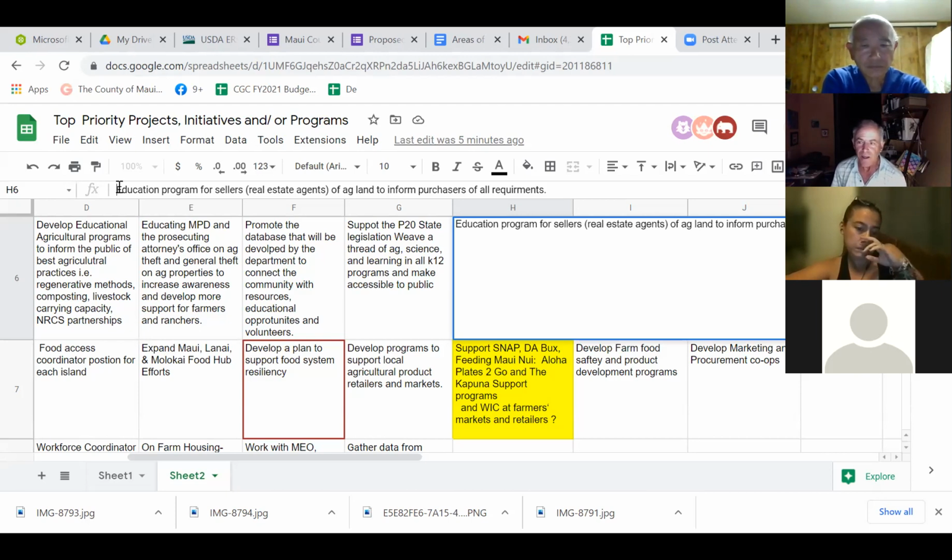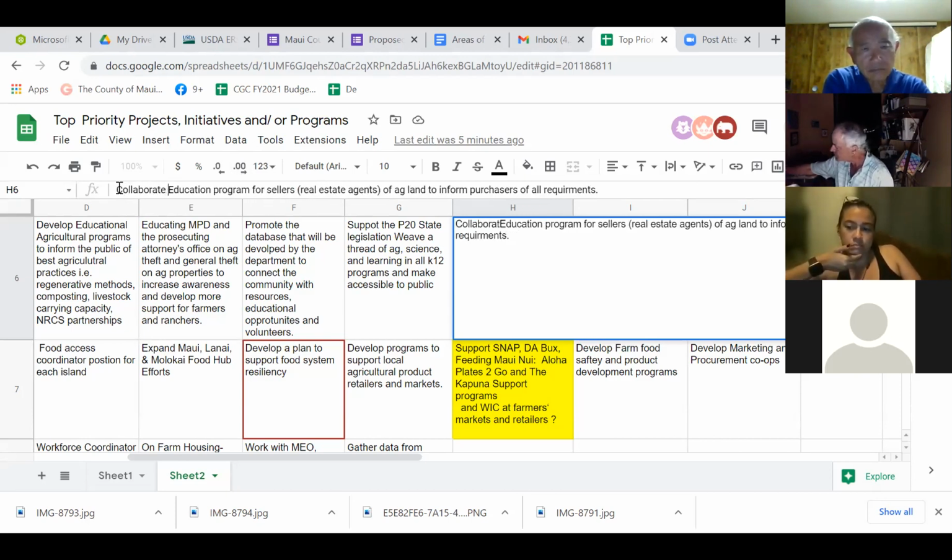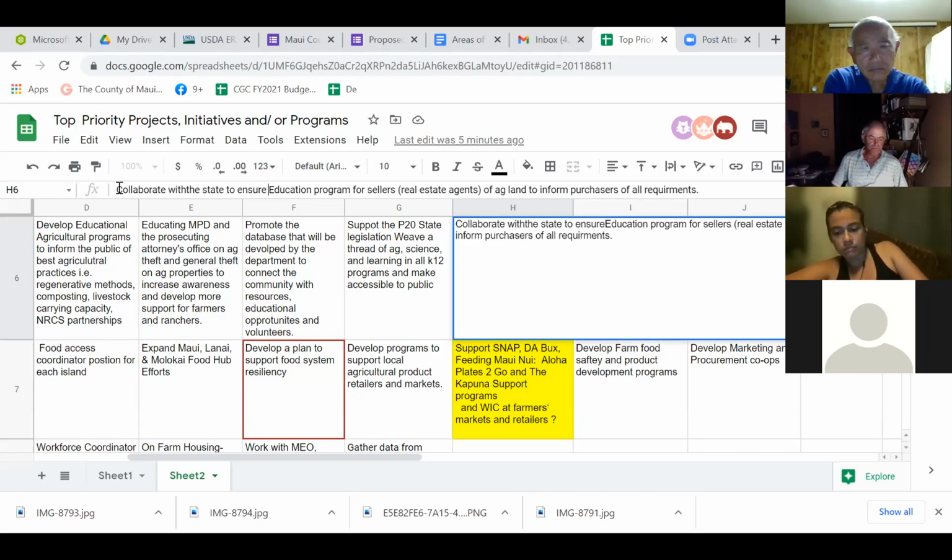Okay, so let's reword this to get the mission of the idea really solidified. This sounds like collaborate with the state to ensure. Well, this is going to be a county agency, yes? Well, technically, real estate sales fall under the Department of Commerce. Okay, so that would be state. So you would have to collaborate with the state, because they would be the ones able to crack down on the real estate agents for not informing them. Yes, you got it.